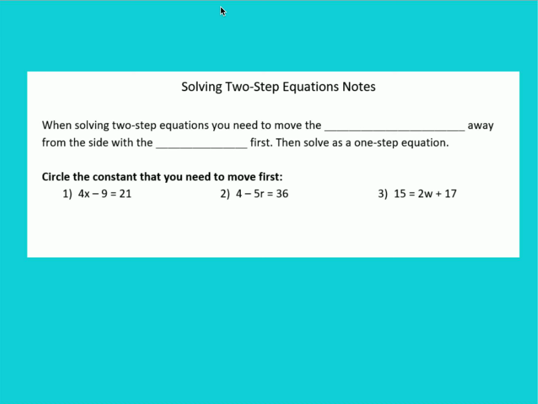We're solving two-step equations. It's very similar to solving one-step equations, but you're just going to have that additional step. Typically the first thing you need to do is move the constant away from the side with the variable first, and then you'll solve it as a one-step equation. So you have to find the side that has the variable and get rid of the constant from that side. It's got to move over to the other side with the other constant.